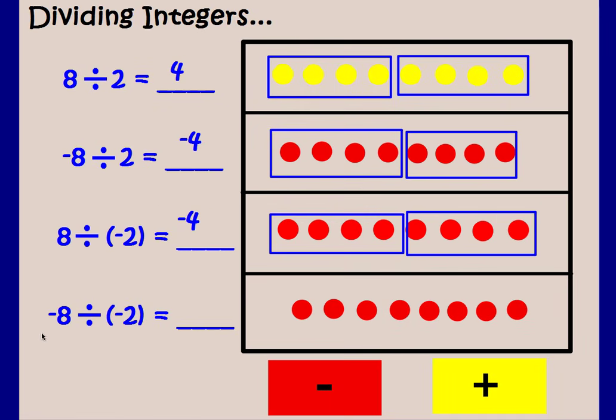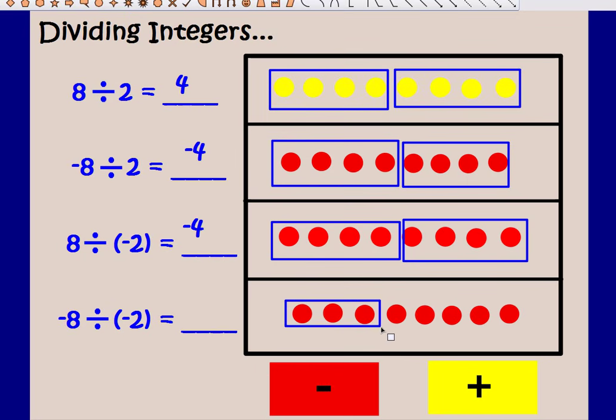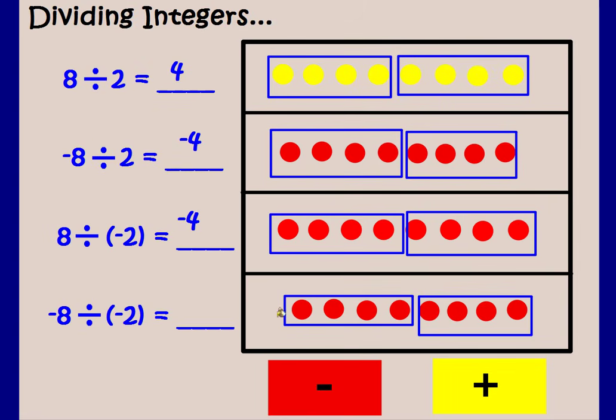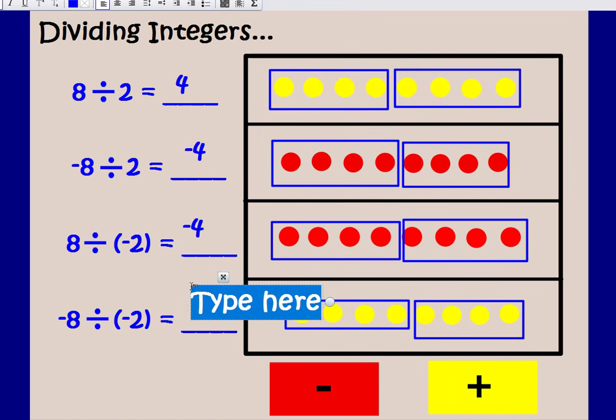And our last one, -8 divided by -2. So here's the -8, and we want to split these up into the opposite of 2 groups. So we're going to split them up into 2 groups, but we need it to be the opposite. So let's make our 2 groups. Each group will have 4, and do the opposite. The opposite of the positive is a negative. So you can see each group has +4. So -8 divided by a -2 equals a +4.